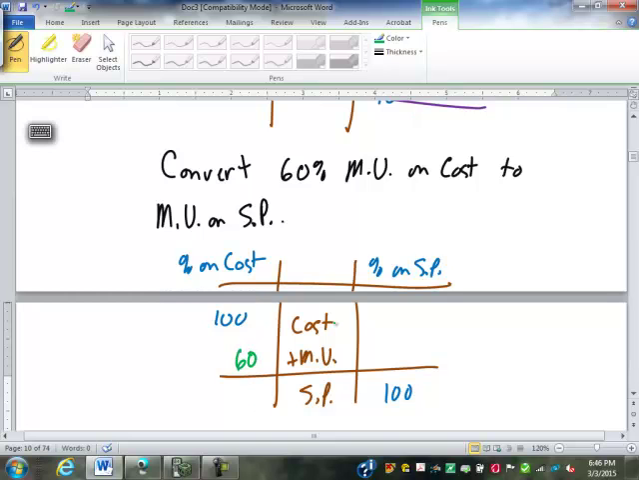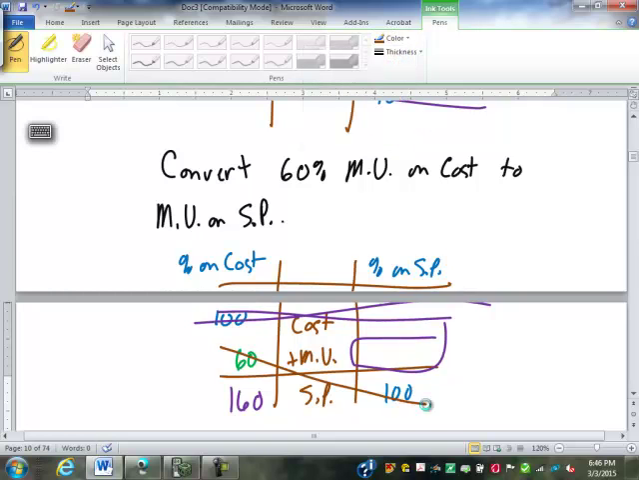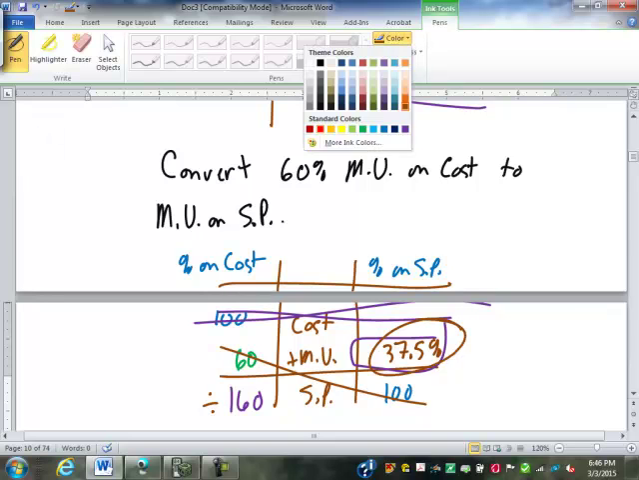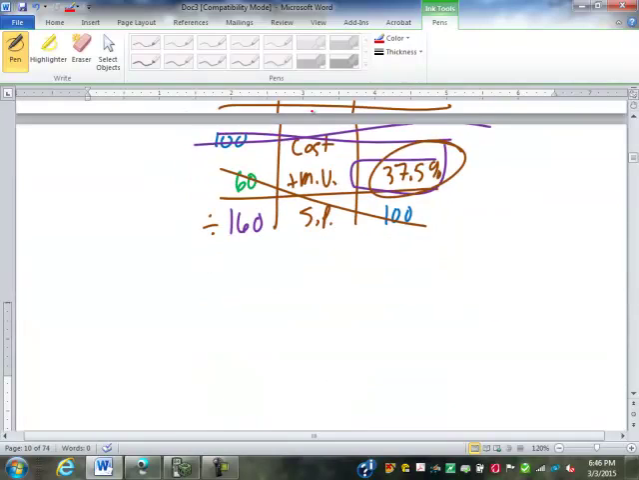$60 over here, and then we're going to add 100 plus 60 gives 160 down here, and we need to find markup on selling price over there. So we shall cross multiply and divide. 60 times 100 divided by 160 is 37.5, correct? Percent. That's a 37.5% markup based on selling price. How many of you got that? Cool. Let's go the other way.